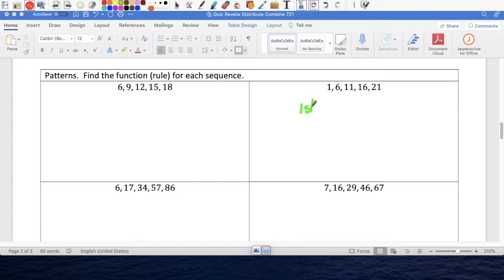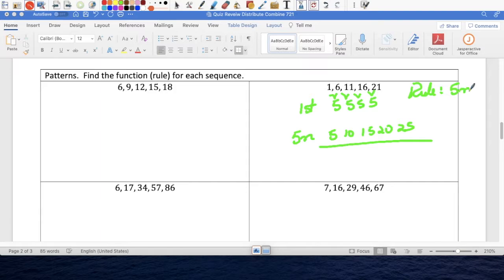Let's see this one. First difference again. That looks like plus 5, plus 5, plus 5, plus 5. So it's a constant, right? Plus 5 change here. So therefore, it's linear again. So it's a 5n sequence here. 5n sequence goes 5, 10, 15, 20, 25, etc. So part of my rule is 5n.